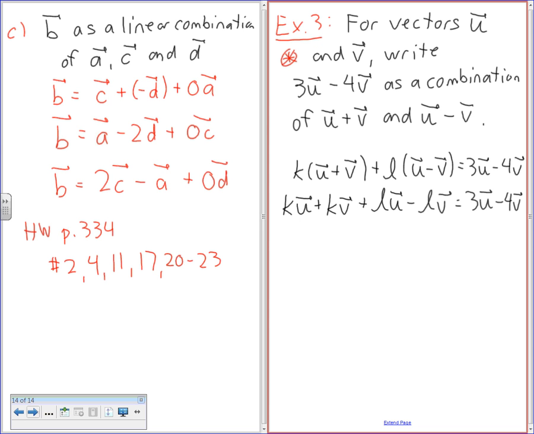Okay, so what I can say then is that ku plus lu is equal to 3u. And then I can also say kv minus lv is equal to negative 4v. Am I making sense of what's happening here for most people? We're just using algebra, that's all we're using here, okay? All right, ku plus lu equals 3u. What does that probably tell you?